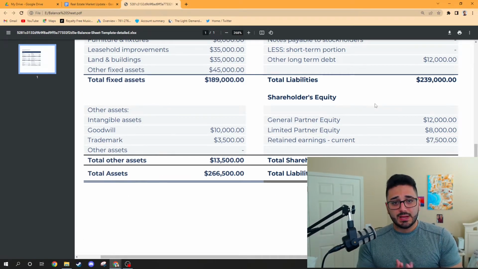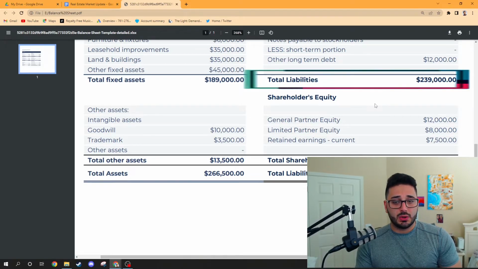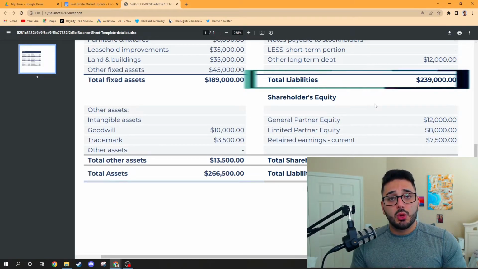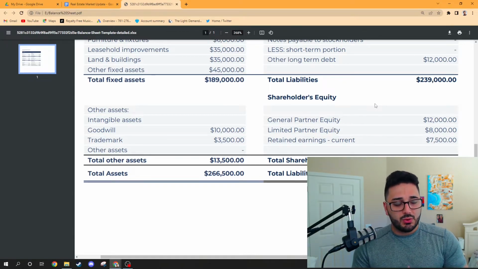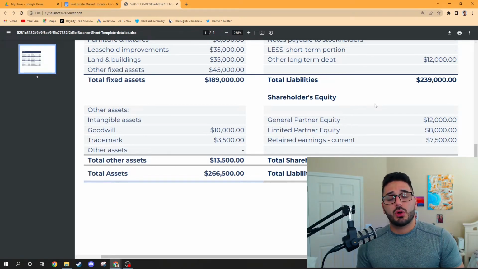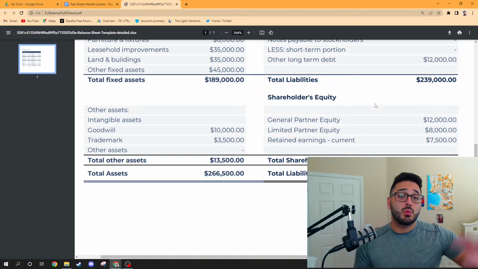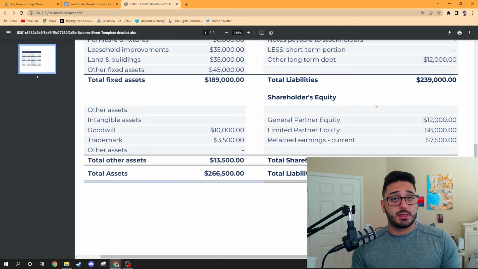So we see that our total liabilities are 239,000, which is not bad news because your total assets are sitting at 266,500. So your head is above the water, barely. That means you have a bit of a margin where your assets are more than your liabilities. It's good news because that means you're not over-leveraged to the point that the amount of money you owe goes beyond what you own, which is bad news if that happens.